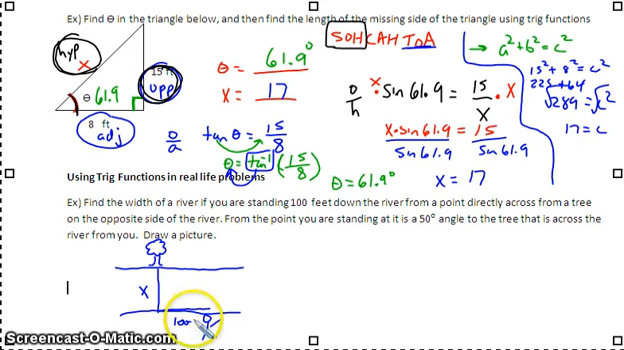So this distance here would be 100. And the question says, from the point you are at, so from this point here, you are standing at a 50-degree angle to the tree. So this angle right here, from the point to the tree, is 50 degrees.